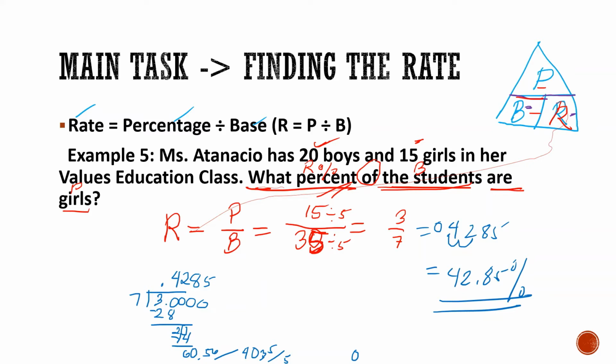So, the task is not really about finding what to solve, because the question is usually what percent, so that's the rate. The task is to identify what the base is and what the percentage is. I have discussed the clues to identify them. It's basic.